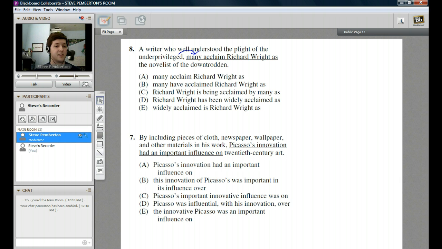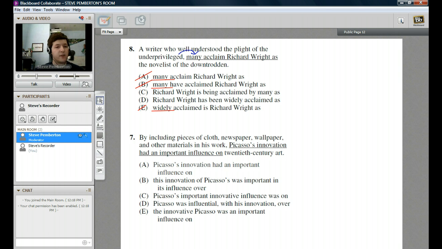So we see A has this possible error, and anything that repeats that error, we'll want to cross off following our basic approach. B also repeats the same error, just changes the word, but it's still a many. E also has the same error. Widely acclaimed is Richard Wright. There's no reason to start off with the widely acclaimed, although it becomes a little bit clearer that it's Richard Wright. It's better just to put Richard Wright right next to it. Okay, well, we got rid of 3 answers by identifying one little error. The only trick was that it was a subtle error.